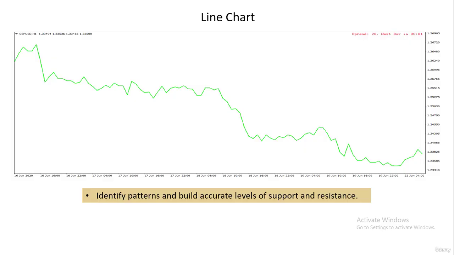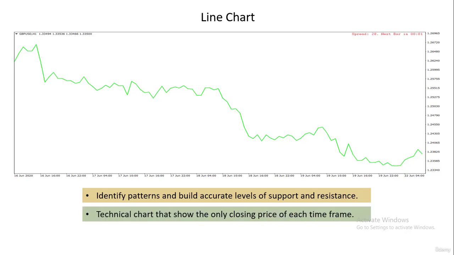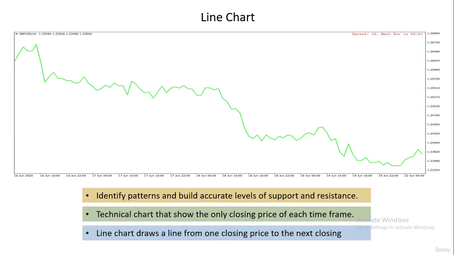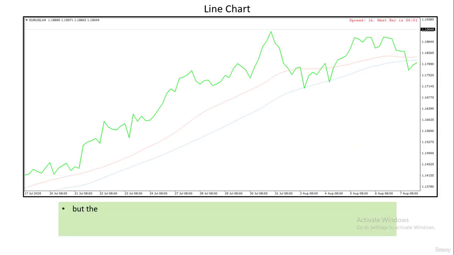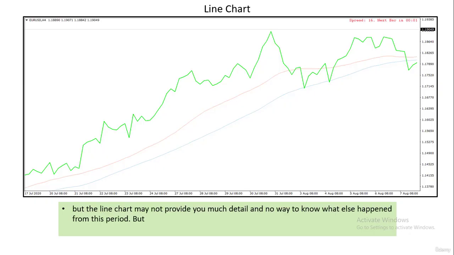This line chart is the most basic type of technical chart that shows only the closing price of each time frame. A simple line chart draws a line from one closing price to the next closing price. We can see the general price movement of the currency pair, and it's simple to follow, but the line chart may not provide much detail about the price behavior within the period. You know the price closed at the end of the period, but you have no way to know what else happened during this period.